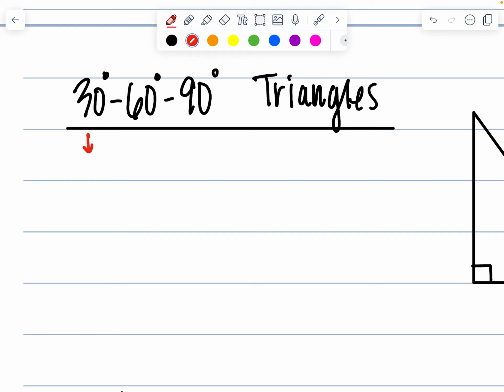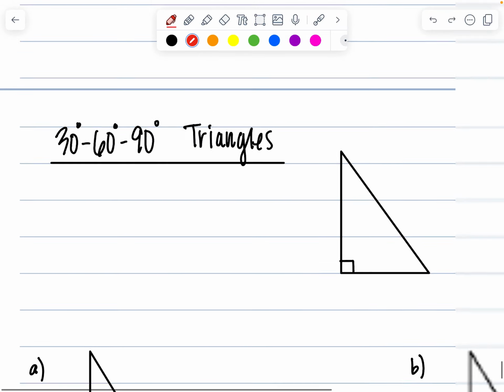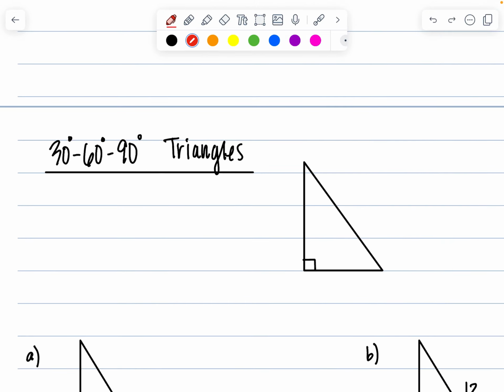Let's label these parts first. In a 30, 60, 90, one angle is 30, one angle is 60, the other is 90. Directly across the 30 is the B side. We're going to use the letter B because in 45, 45, 90, we use A. The side directly across the 60 is the B root 3 side. And the side directly across the 90 is the 2B side.